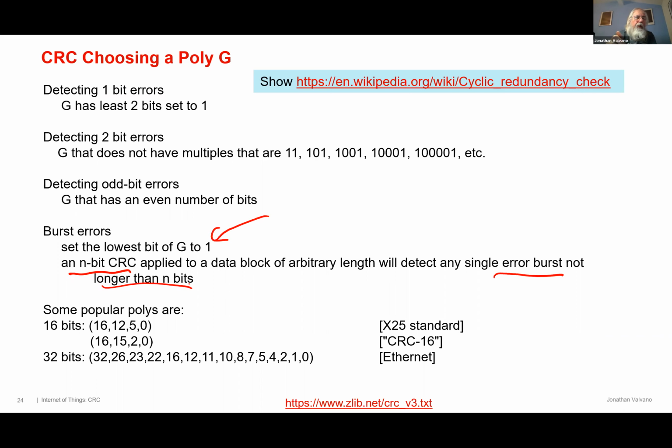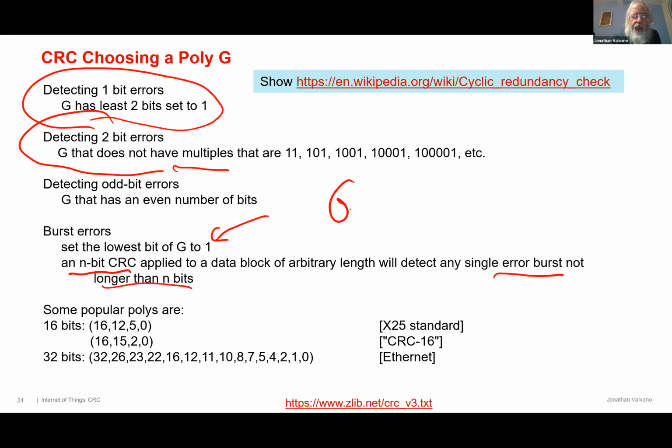So this is sort of obvious. As long as G has at least 2 bits set, then any 1-bit error is going to show up twice. It's fairly easy to get detecting 2-bit errors. There was a big long description of it, but basically, yeah, a multiple, right? So G and H are a multiple.